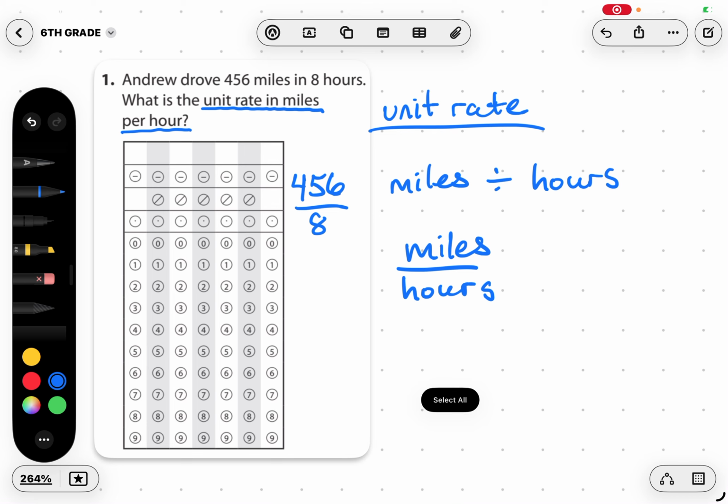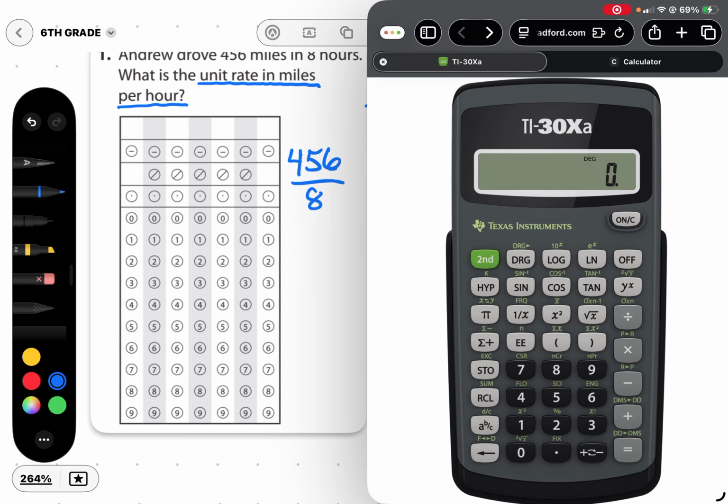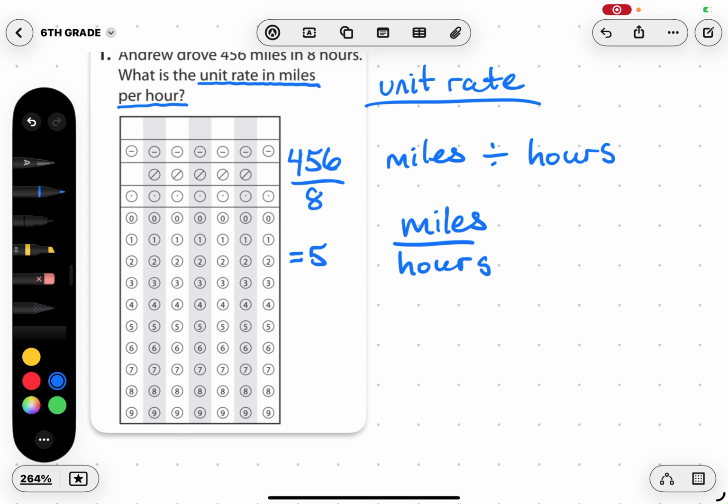So I'm going to just pull up my calculator real quick. So this is the handheld calculator. We would just type in 456 divided by 8 equals 57. So the unit rate is 57 miles per hour. And then we just bubble that in.